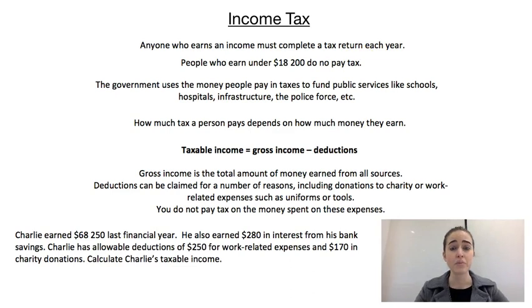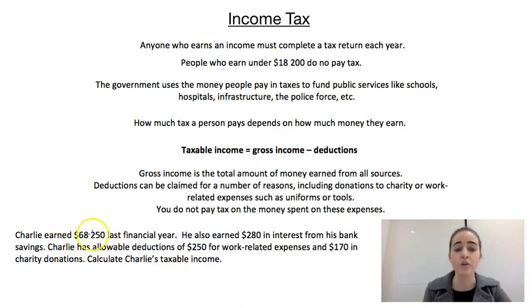To explain that a little bit more clearly, we're going to have a look at an example. Here we've got Charlie. He earned $68,250 last financial year. He also earned $280 in interest from his savings bank account. He has allowable deductions of $250 for work-related expenses and $170 in charity donations. We want to calculate his taxable income.